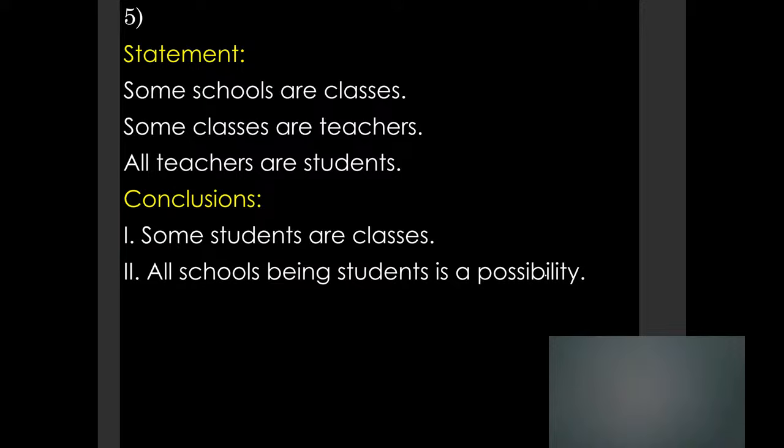Okay, next one, fifth one. Fifth one is something different because here we have a word called possibility. So whenever we have a word called possibility, we should take it differently, not like the regular syllogisms. It is something different. I will tell that afterwards.